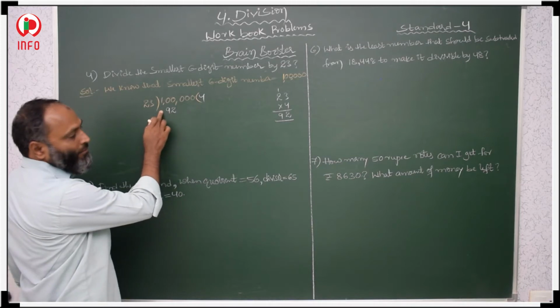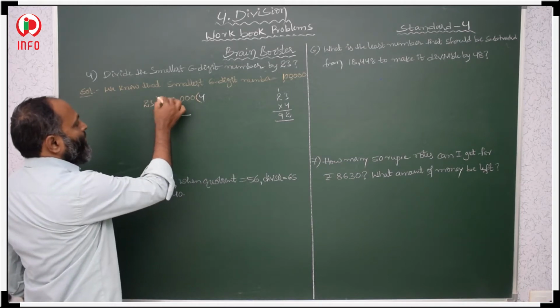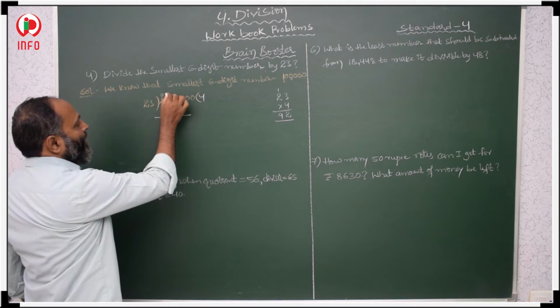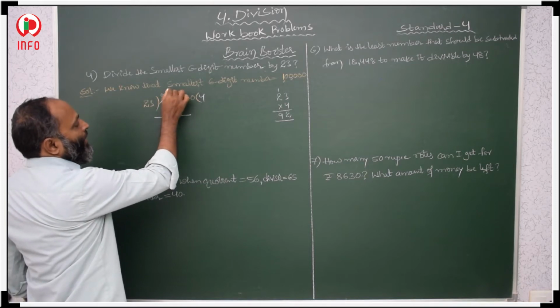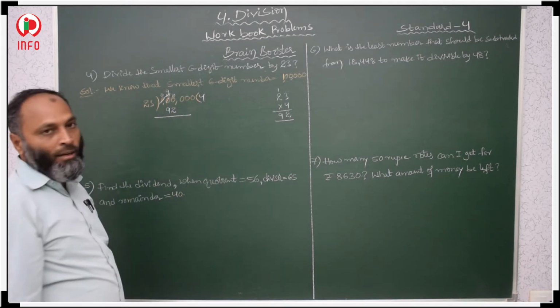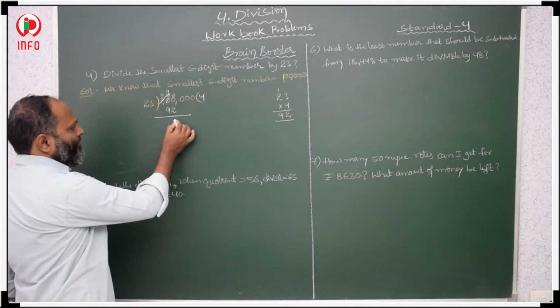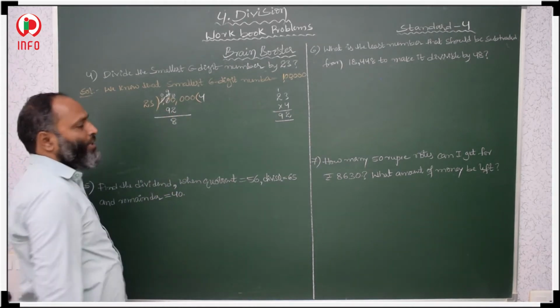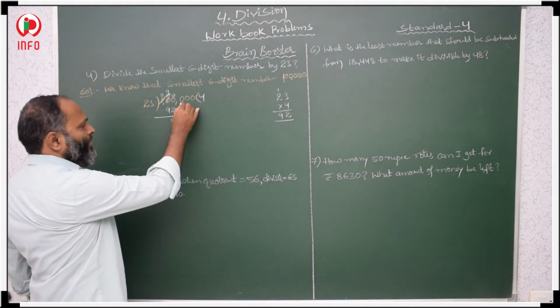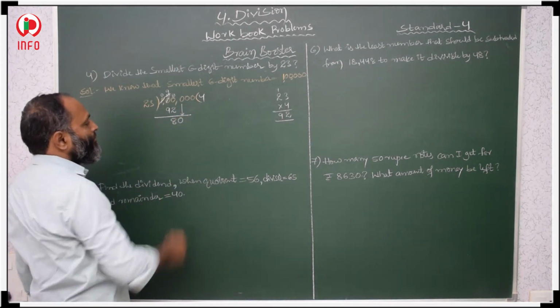Then subtract: take borrow from here. Here we will get 0, here we will get 10. Again from here we will get 9, here we will get 10. 10 minus 2 is 8. 9 minus 9 is 0. Then after that 0, 80.